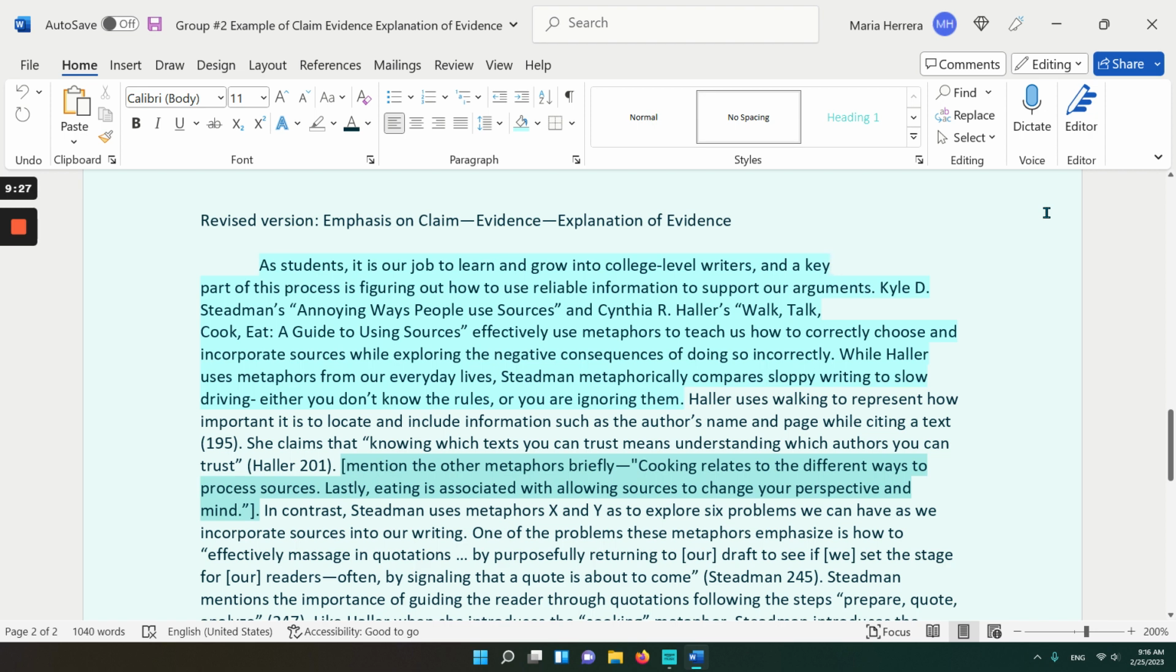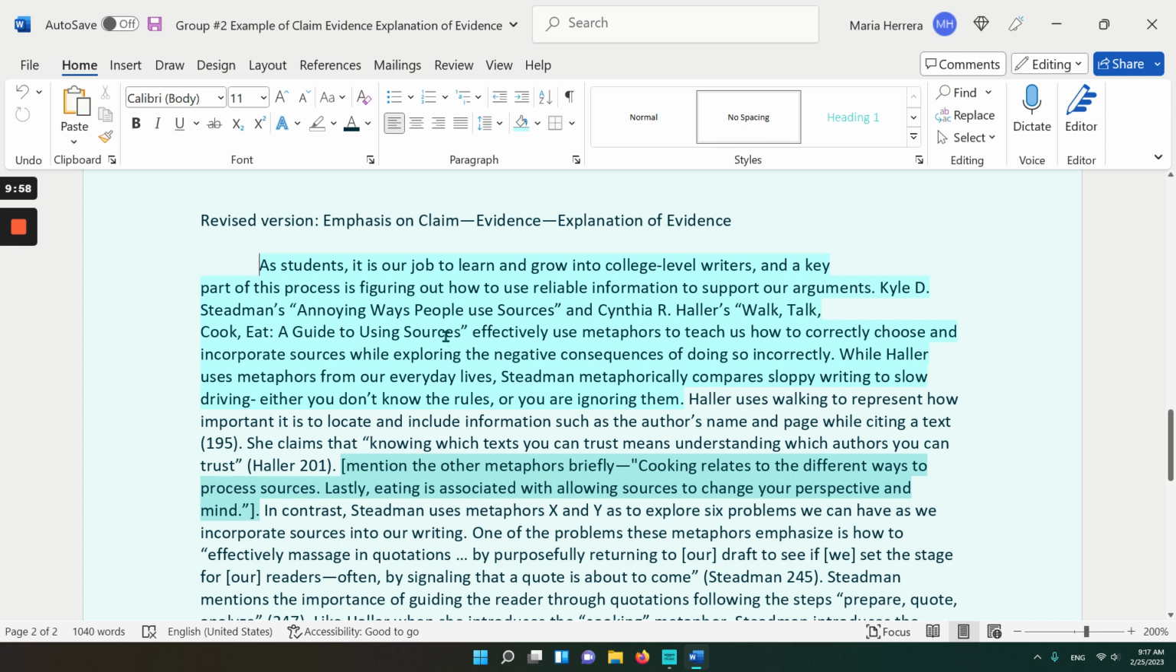As students, it is our job to learn and grow into college level writers. And a key part of this process is figuring out how to use reliable information to support our arguments. Notice, please, how the articles are actually introduced. We have Cal D Stedman, "Annoying Ways People Use Sources." I'm using quotation marks to show that those are articles. I don't need to say that they're articles. I know they are the moment I see those quotation marks over there.